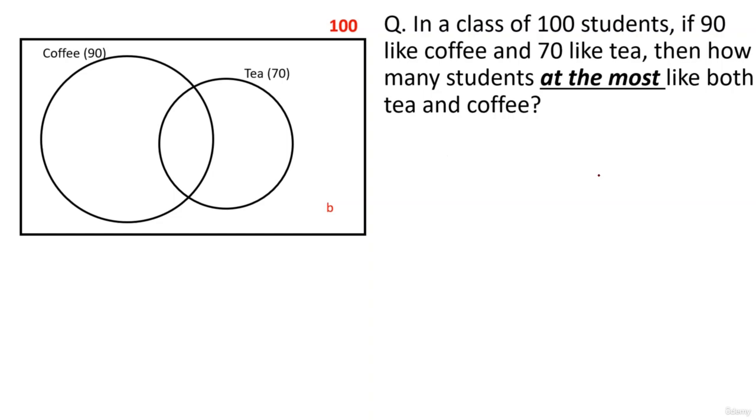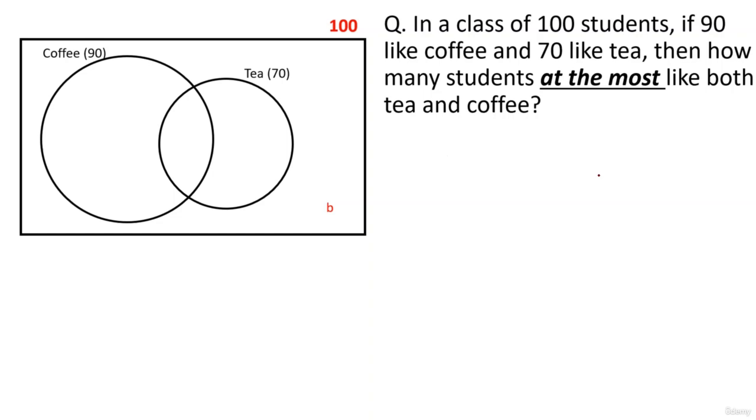So in this case, in the next question, they're asking you, in a class of 100 students, if 90 like coffee and 70 like tea, then how many students at the most like tea and coffee? Okay, ऐसे ज्यादा से ज्यादा कितने लोग होंगे which like both tea and coffee? Okay, now guys, 90 people like coffee and 70 people like tea. Okay, what is the maximum number of people that will like both of them?